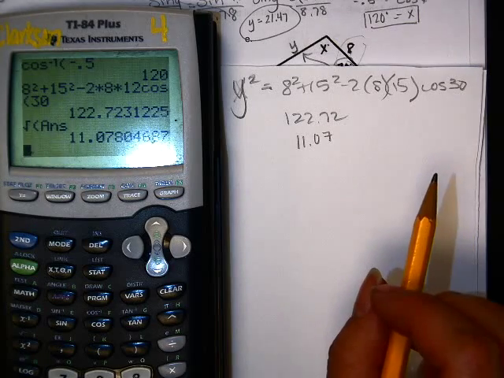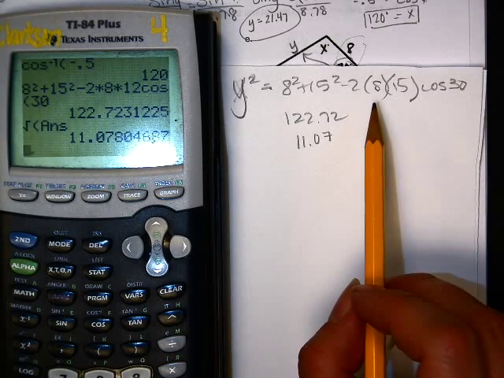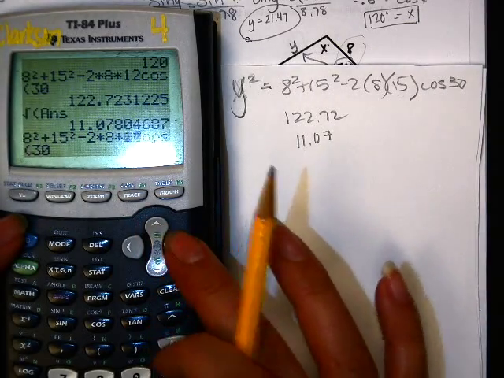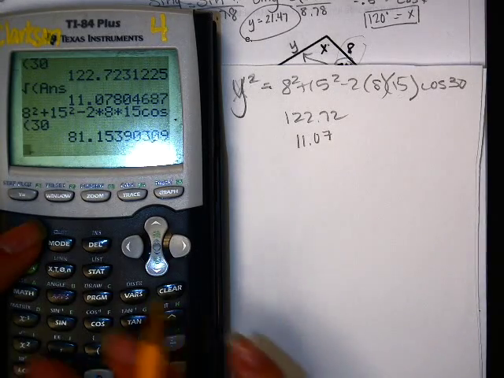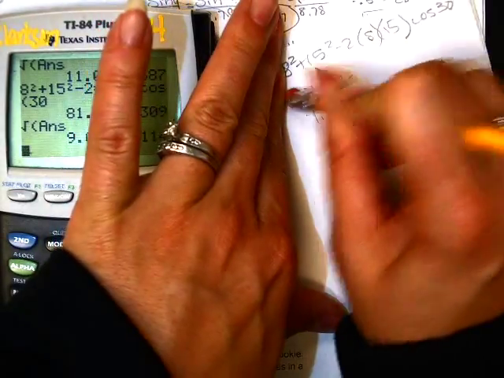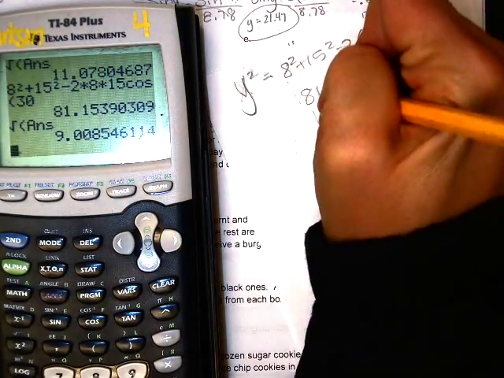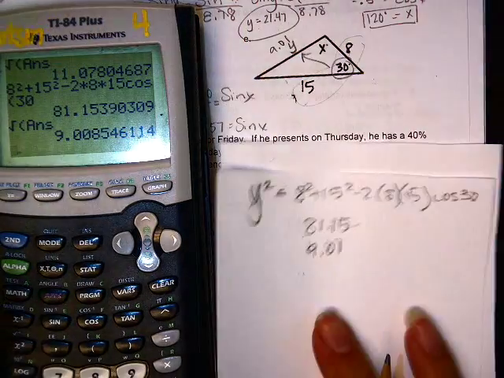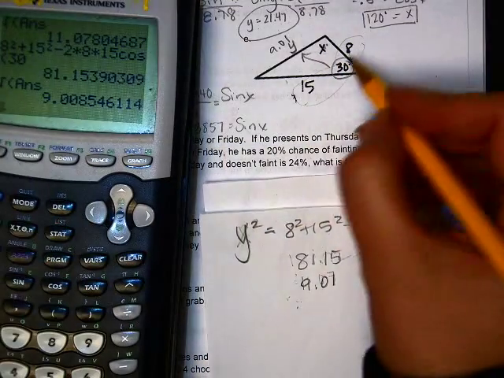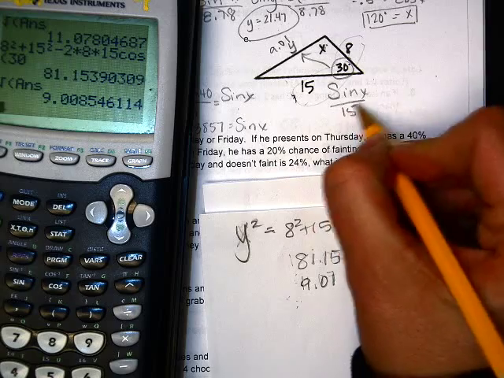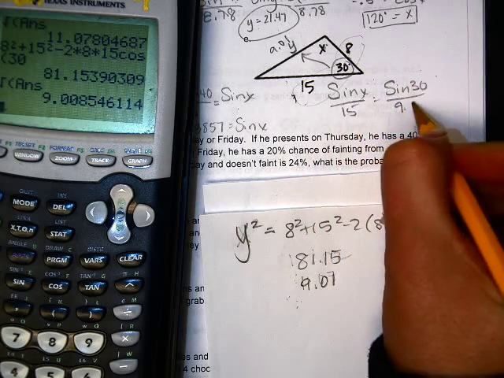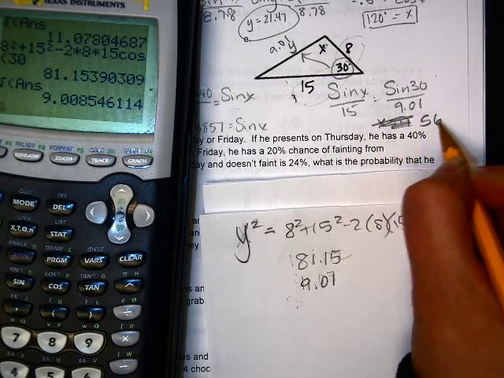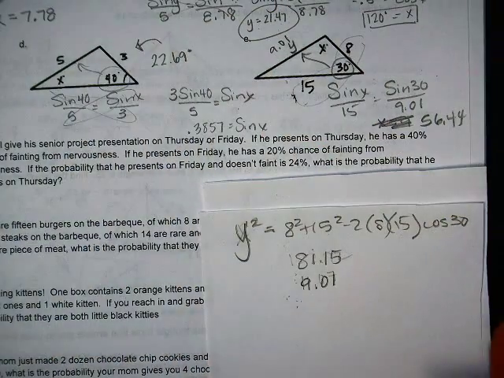I get 122, and I'm going to square root the answer and get 11.07. Uh-oh, did I do something wrong? That's not what I had on my last one. Oh, shoot. This was supposed to be 9, not 15. The square root of 81 gives me 9. Sorry about that. So it's 9.01. And now I'm going to find this one using the law of sines. So sine of x over 15 equals sine of 30 over 9.01. And when you do all of your math, you get 56.44. So each of these kind of have that same little setup to do.